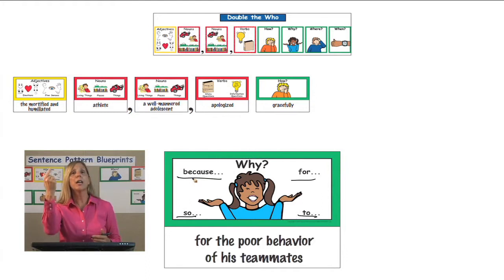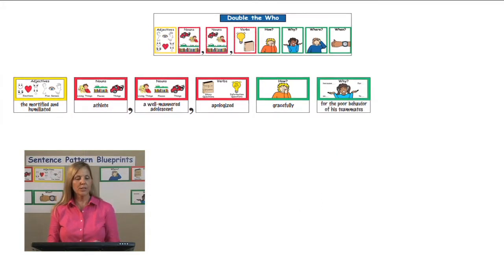He was apologizing for the poor behavior of his teammates. Put it in our sentence. The mortified and humiliated athlete, a well-mannered adolescent, apologized gracefully for the poor behavior of his teammates.